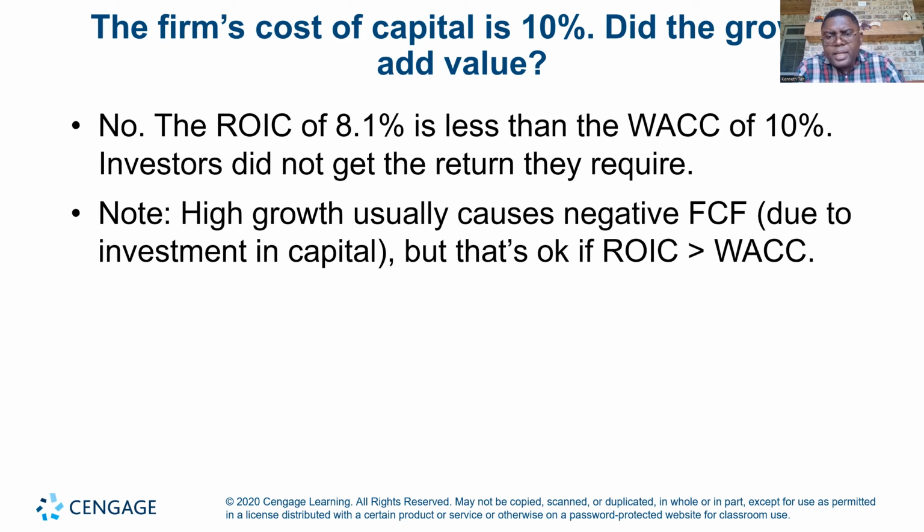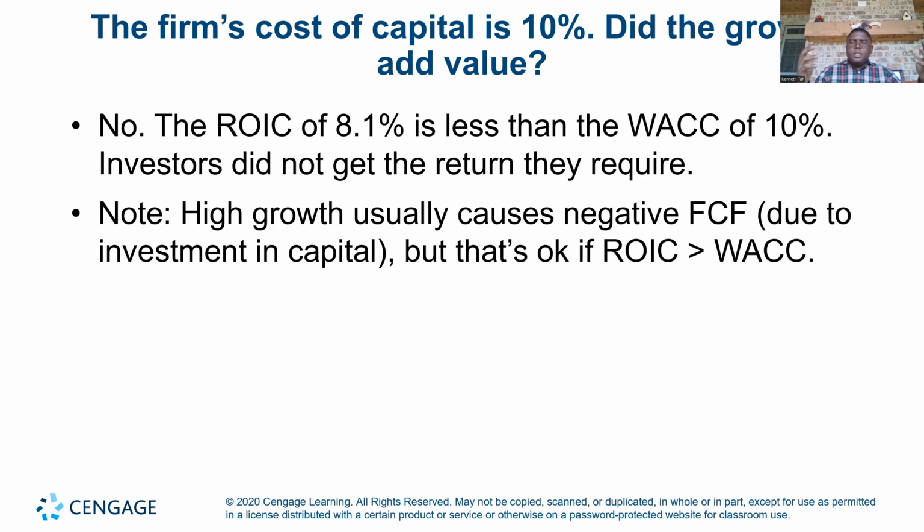For investors to get the return they require, they need a high return on invested capital. The weighted average cost of capital for this company is 10%. In other words, it costs the company 10% to get capital. And when that capital is invested, the return on invested capital should be greater than the cost of capital for investors to be happy. But what we find here is that the return on invested capital is just 8.1%.